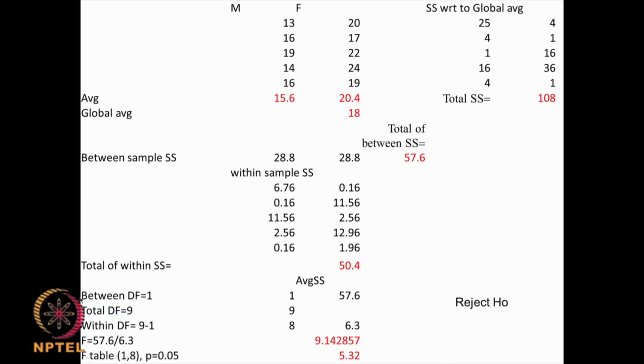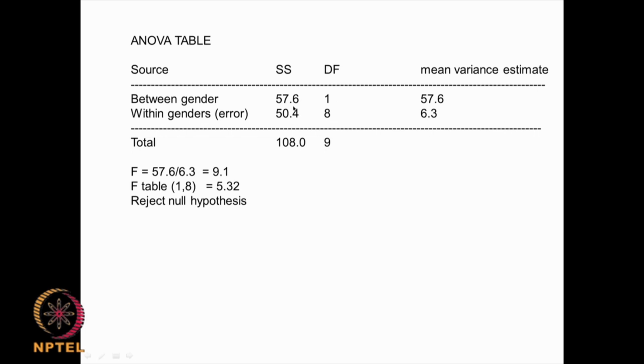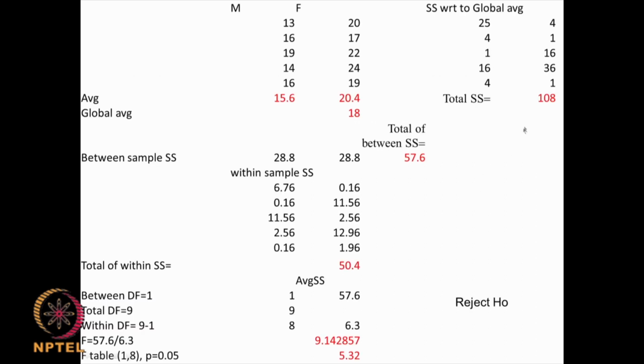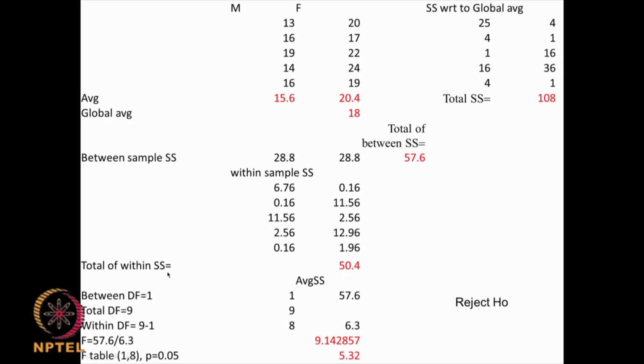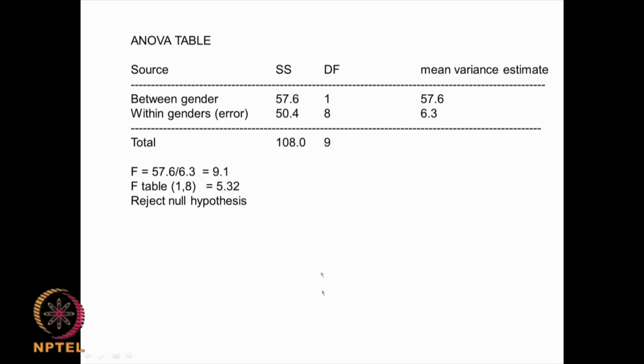It is very nice. So, between we have a degrees of freedom of 1 and the sum of squares is 57.6, okay. Degrees of freedom is 1, mean value is 57.6 by 1, 57.6. Total is 108, okay. Degrees of freedom for total is 9. Now within, the sum of squares is 50.4, degrees of freedom is 8. So the mean value is 50.4 by 8, 6.3.